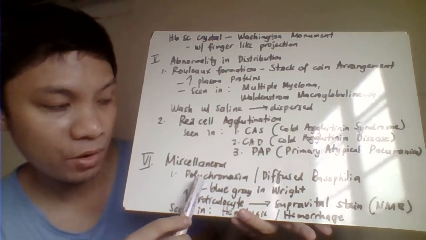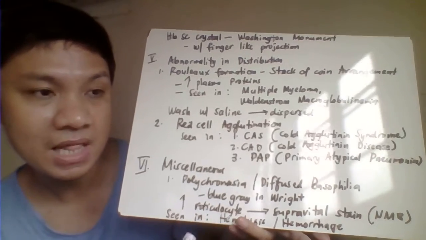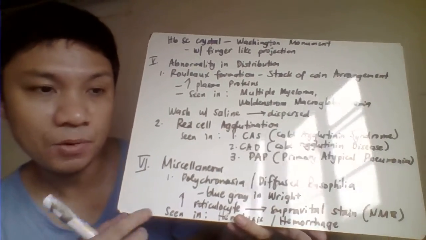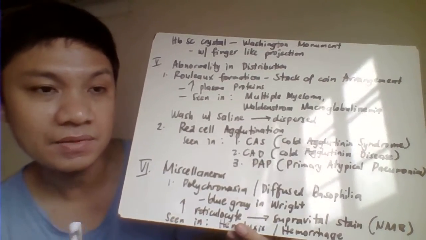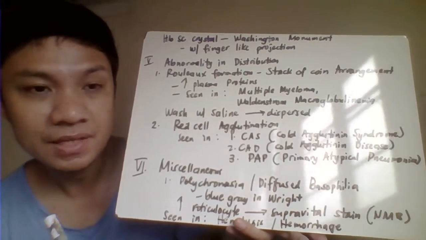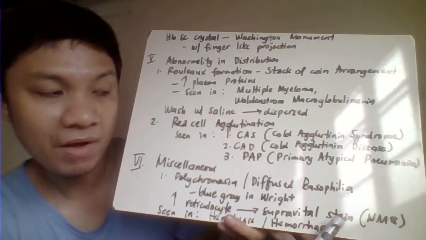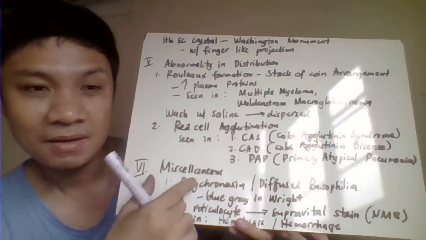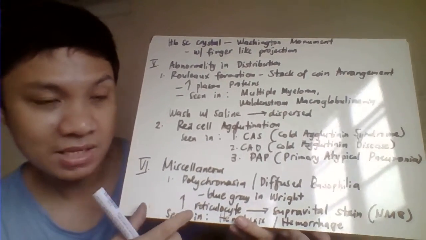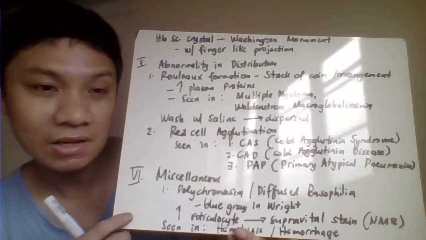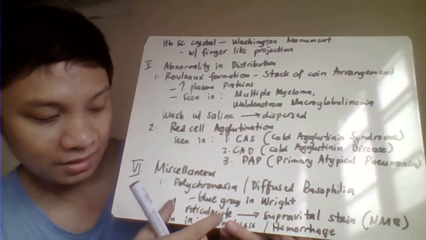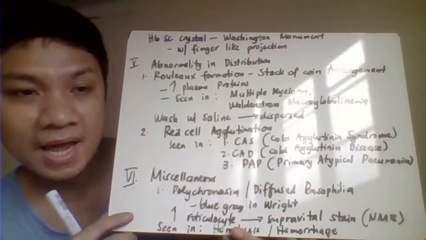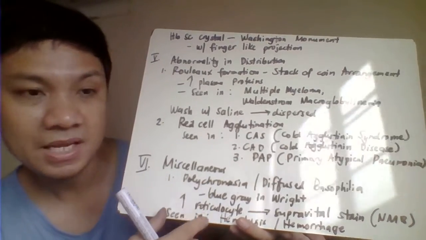We have your polychromasia, diffuse basophilia. It is seen here having blue-gray or pink-gray cytoplasm with your Wright stain. If you try to stain using your supravital stain, new methylene blue, okay, those RBCs, that pertains to your reticulocytes. Okay, then, reticulocyte or your polychromasia.